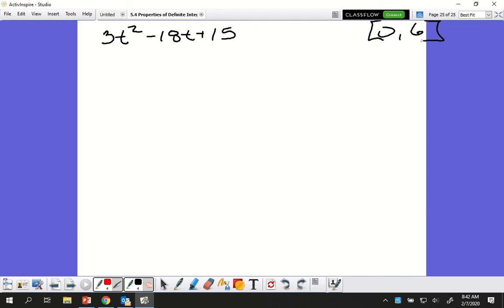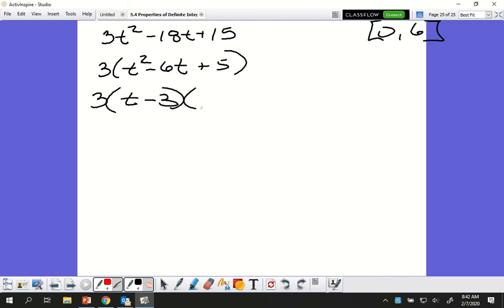So let's do some factoring here. Take out a 3, and I'm left with t squared minus 6t plus 5, and then it's going to be 3 times the parentheses. Now, what are the factors of that? Negative 3, negative 2. So it's going to be t minus 3, t minus 2. So t is 3 and t is 2. So I have 2 places where it changes direction, so I have to check both of those.